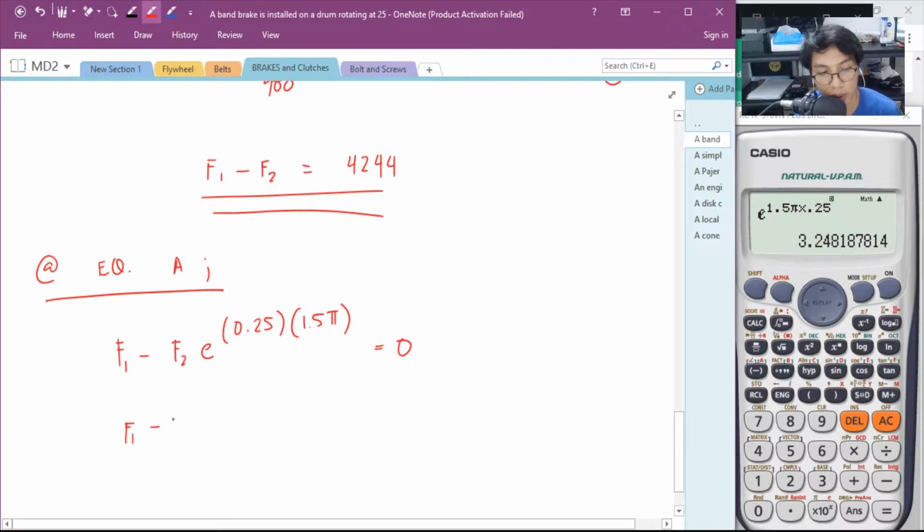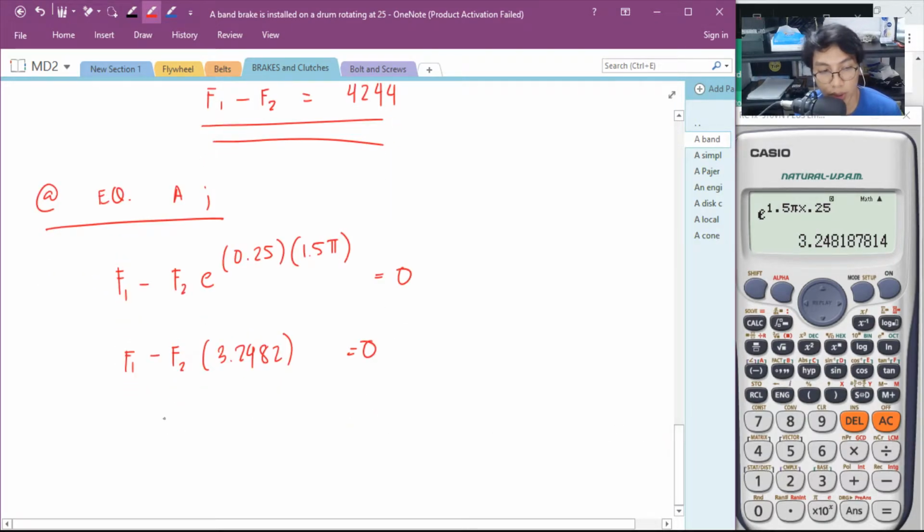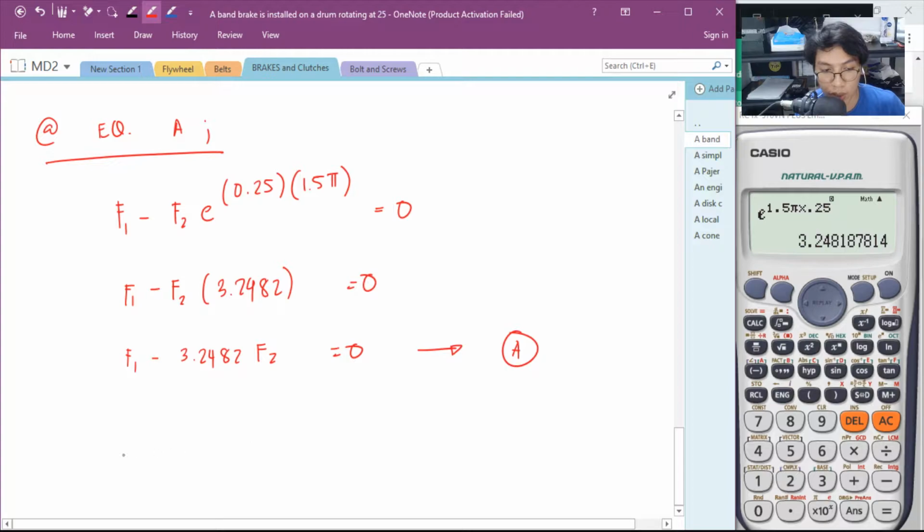F1 minus F2 multiplied to 3.2482. Okay na yan, equal to 0. So, F1 minus 3.2482 F2 is equal to 0. This is equation A. Now, we have two equations. Okay? Two equations, two unknowns.